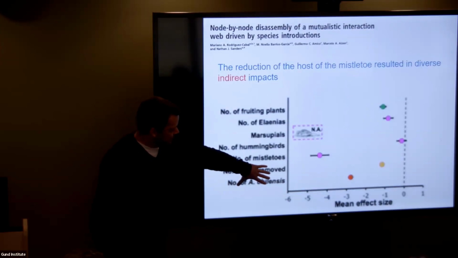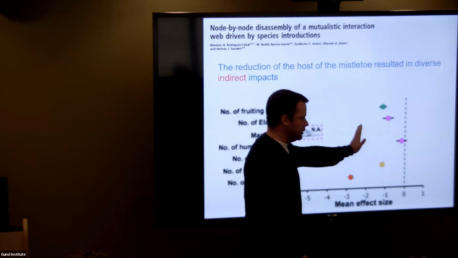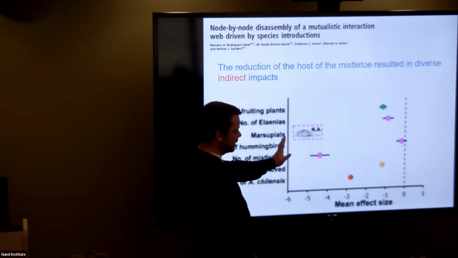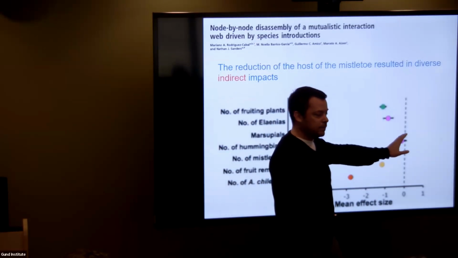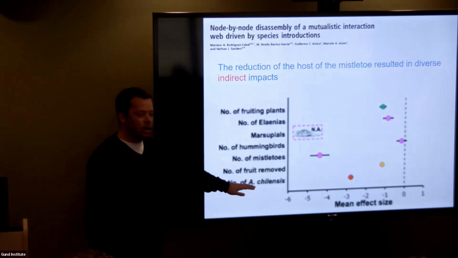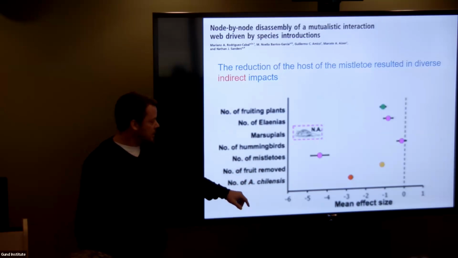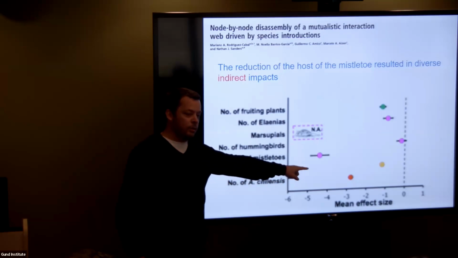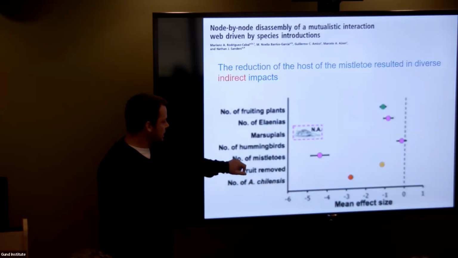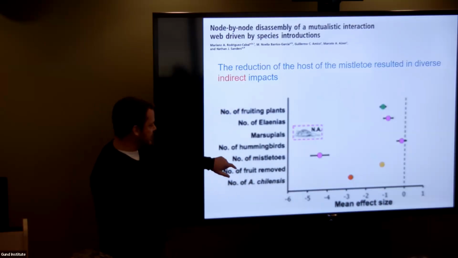So this is the mistletoe. This is the host. Everything that goes from here to 0 is negative. This is a negative impact. Overlap 0, no impact. Here is positive impact. So you can see that the number of hosts was reduced 60 times. There was less fruit removed from the host. 82 times fewer mistletoes at those sites.